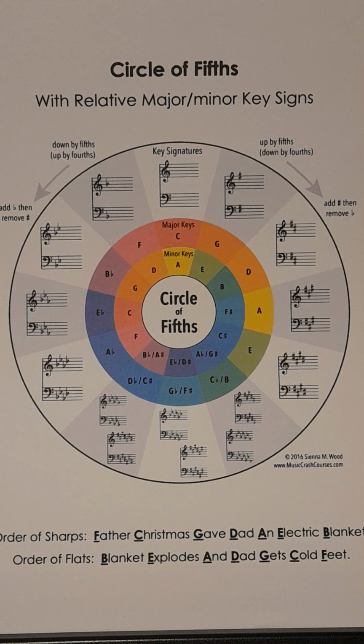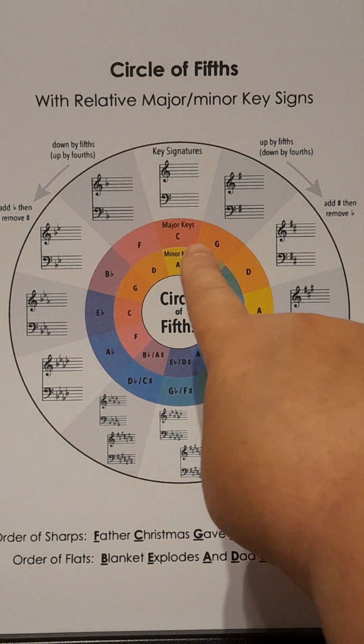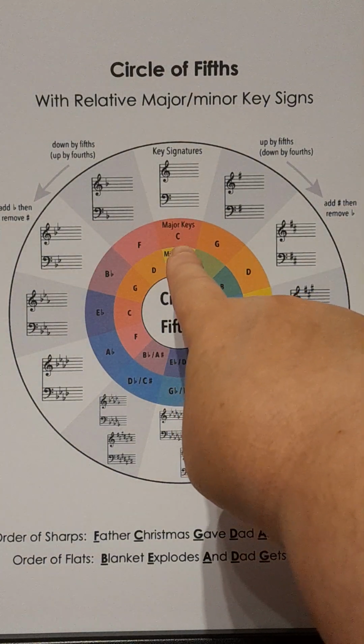What is the circle of fifths? The circle of fifths shows the relationship between different key signatures. Let's start at the very top, like where 12 o'clock is.